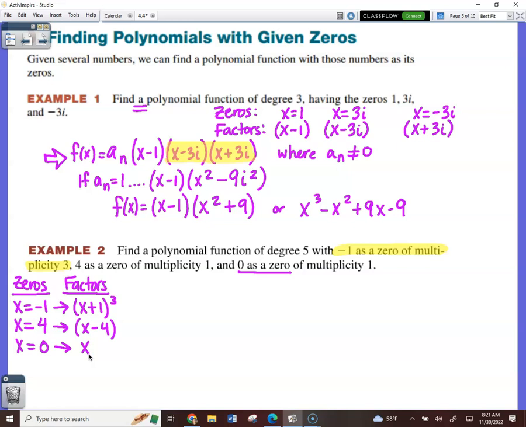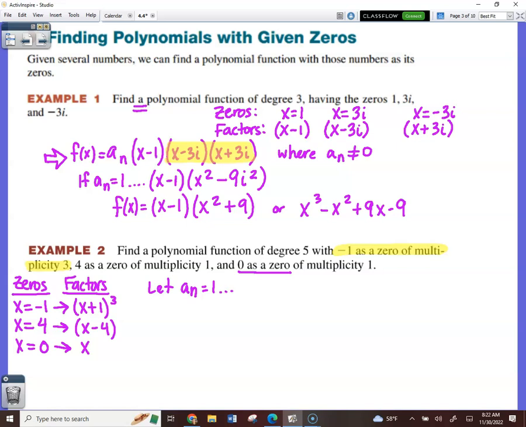All right. We're also not going to worry about having to rewrite the whole a sub n in the front. It could be any number, but we don't want it to be 0. We're going to go ahead and just say, let that leading coefficient be 1. Let a sub n be 1.